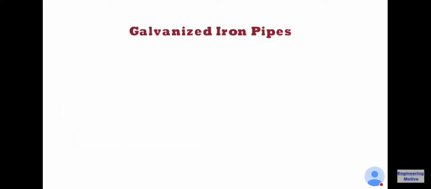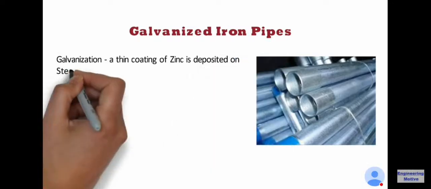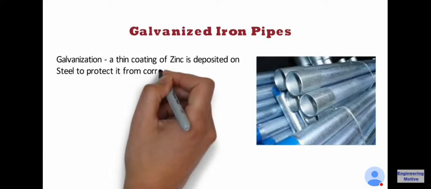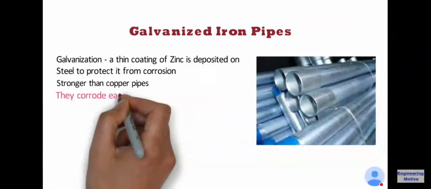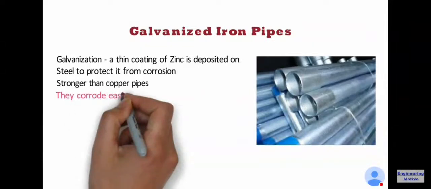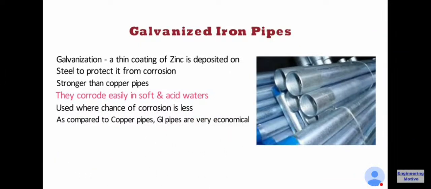Galvanized iron pipes. When steel is galvanized, it becomes galvanized iron. In the galvanization process, a thin coating of zinc is deposited on steel to protect it from corrosion. GI pipes are much stronger than copper pipes. But the drawback is they corrode easily in soft and acid waters. These pipes are very economical.